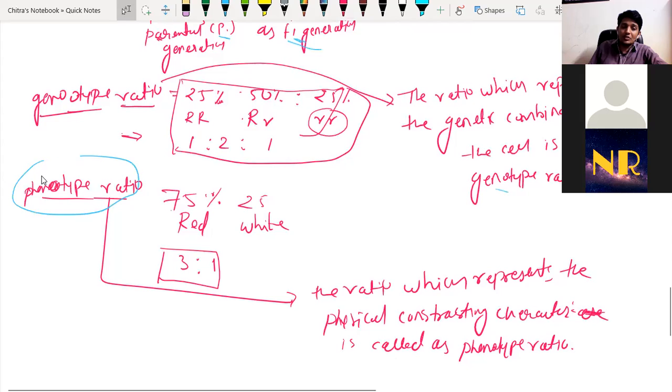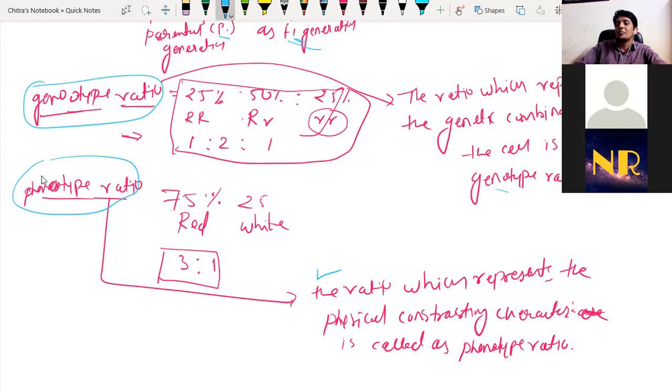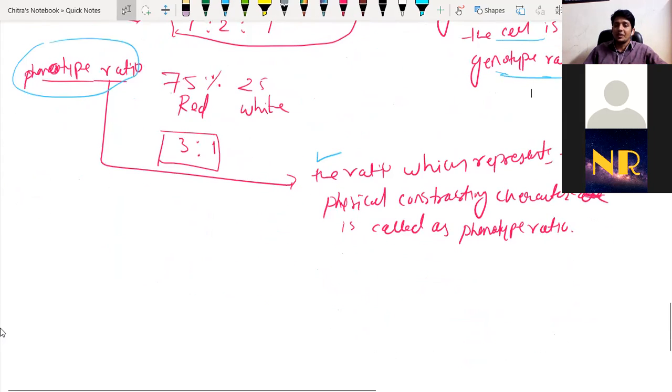I have written the definition here for the phenotypic ratio: the ratio which represents the physical contrasting character is called the phenotypic ratio. And the genotypic ratio represents the genetic combination of the cell. That's why it is called the genotypic ratio. So this is all about the monohybrid cross by Mendel, and Mendel is called the father of genetics.